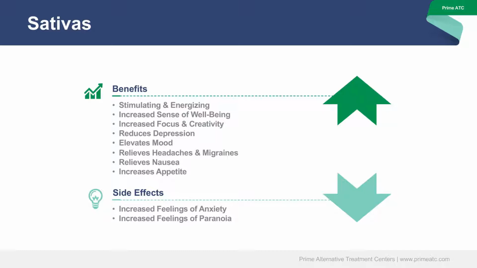Some noted therapeutic effects from the use of sativas: stimulating and energizing, an increased sense of well-being, focus, and creativity, a reduction in depression, and an elevation in mood, relief of a headache, migraines, and nausea, and an increase in appetite. Some noted side effects from the use of sativas: an increase in anxiety and paranoia.